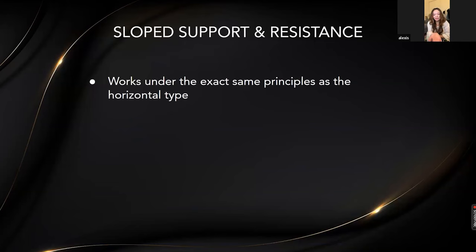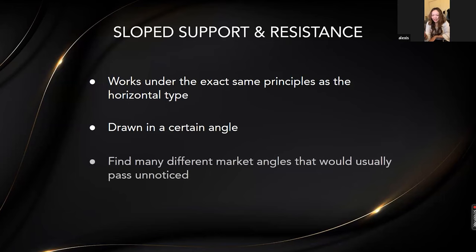Okay, so again, it works under the exact same principles as the horizontal type. It is drawn at a certain angle, and you can find many different market angles that would usually pass unnoticed. And that is very important because a lot of the common thinking apparently is that if you follow what everyone else is trading, if you follow their positions, then because the market is from the second order of chaos, people's forecast of the market affects the market.